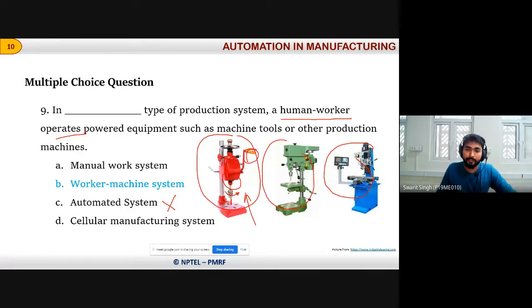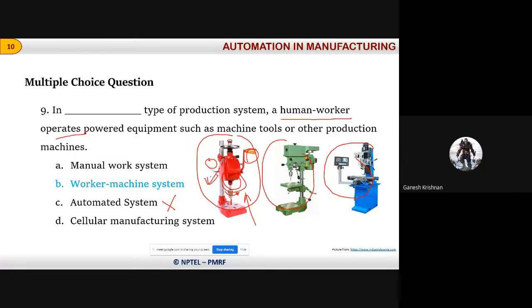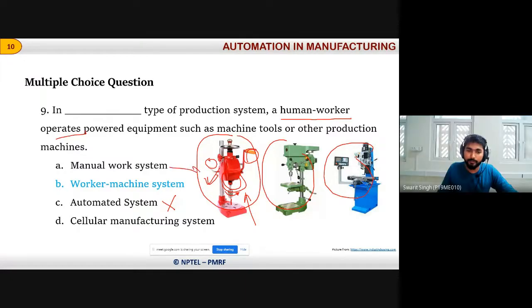So in this system, what is happening? There is a mechanism, but a human operator has to perform the operation by applying force, by applying his own energy. So this comes under which system? This is the manual work system, right?